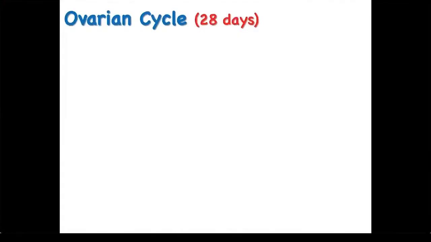The ovarian cycle consists of all of the events that occur within an ovary after puberty. It is regulated by the hormones LH and FSH. On average, the cycle lasts 28 days and consists of two phases.